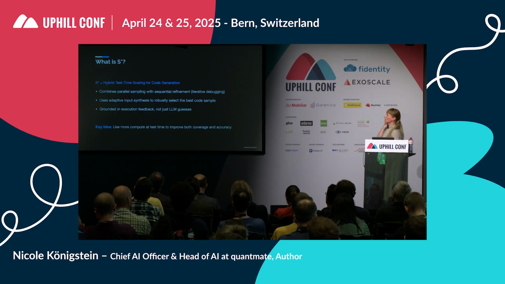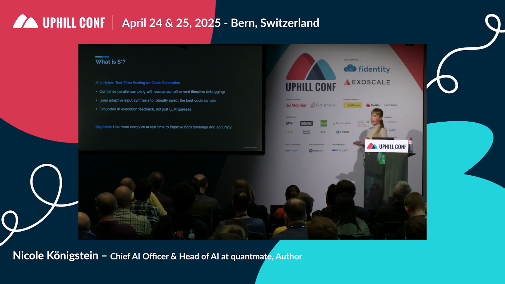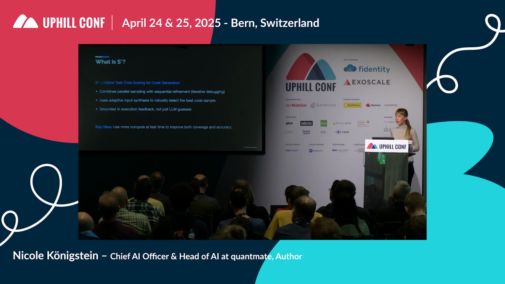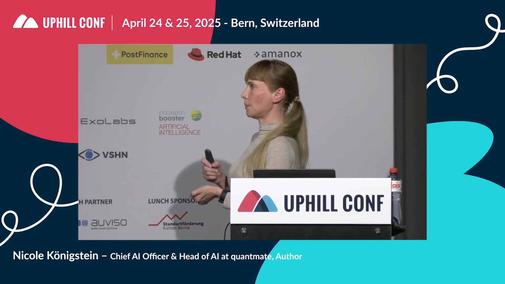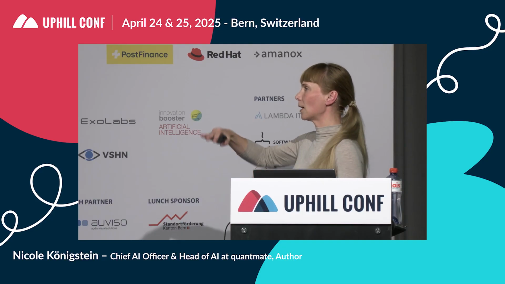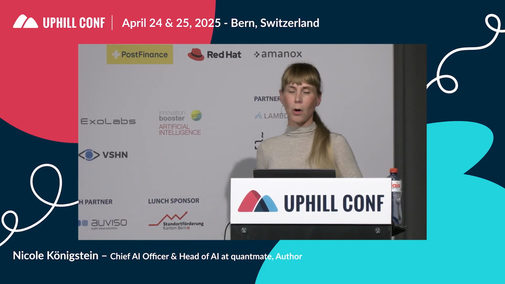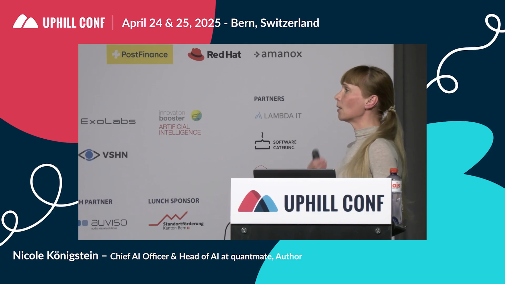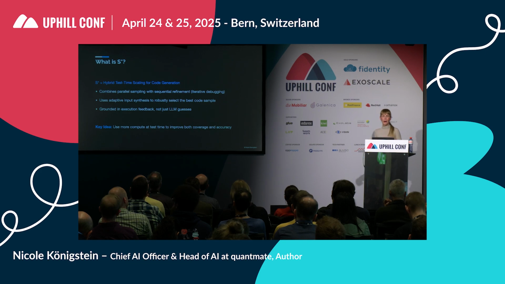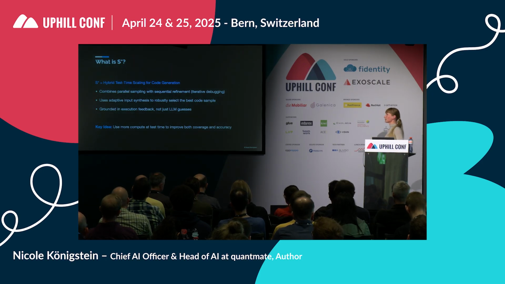Right, so what is this? It's really a hybrid test time scaling for code generation. It's combining parallel sampling with sequential refinement. So it's kind of an iterative debugging. And it's more robust for code development and coding models. It's also grounded in execution feedback, not just the LLM guesses and paths. So the key idea is to use more compute at test time to improve both the coverage and the accuracy of your coding models.